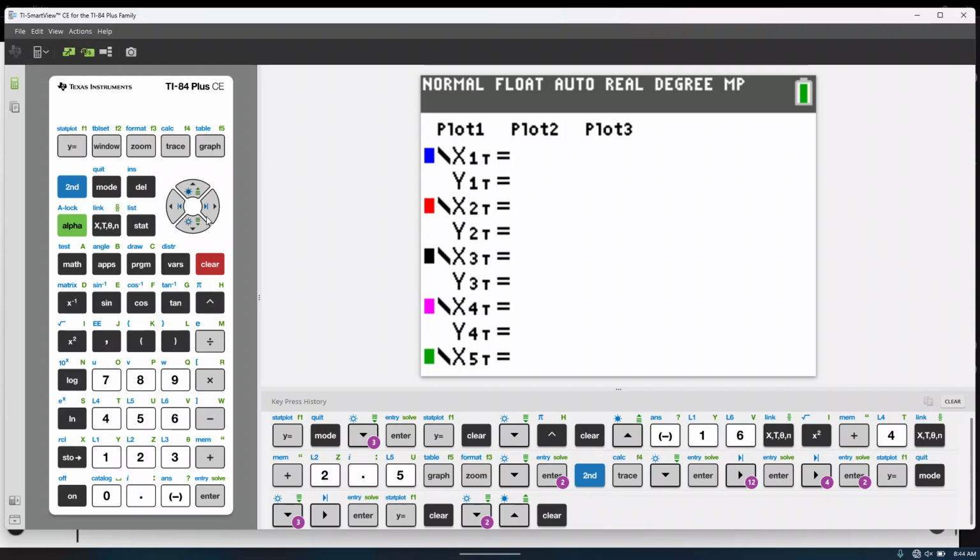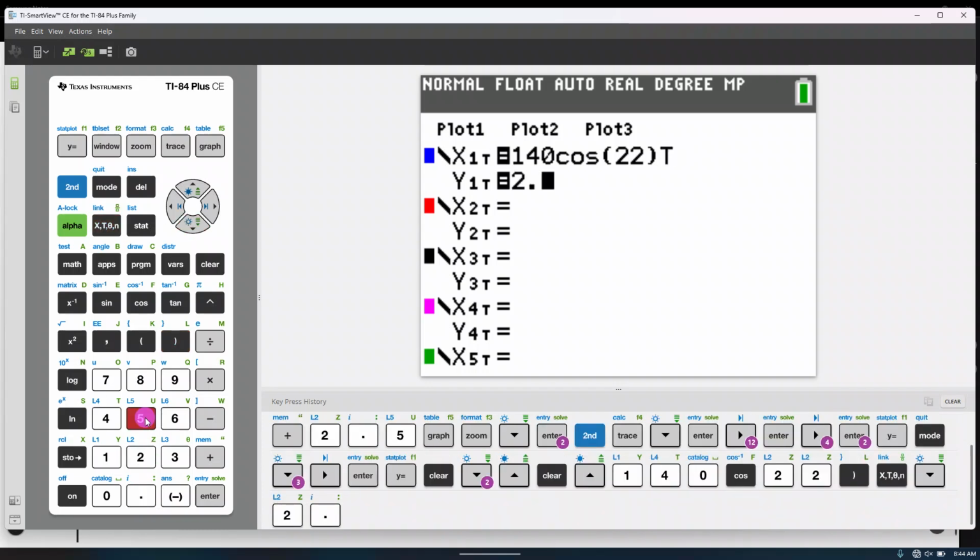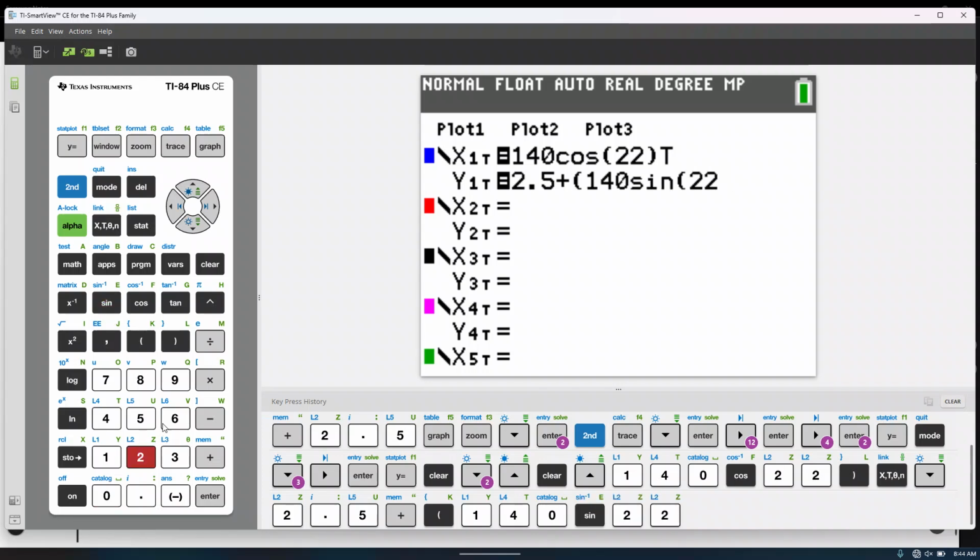and let me type the function we have right here. Okay, so x1t, that's our x component: 140 cosine of 22 degrees, close the parentheses for the 22, and multiply by t. All right. And then the y component: 2.5 plus parentheses 140 sine 22 degrees, and that's plus, or rather minus 16 t squared.